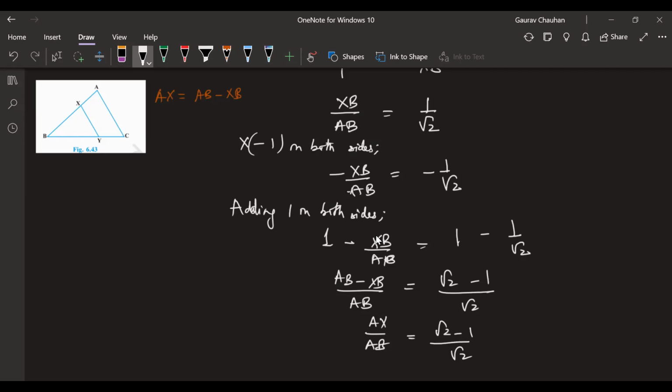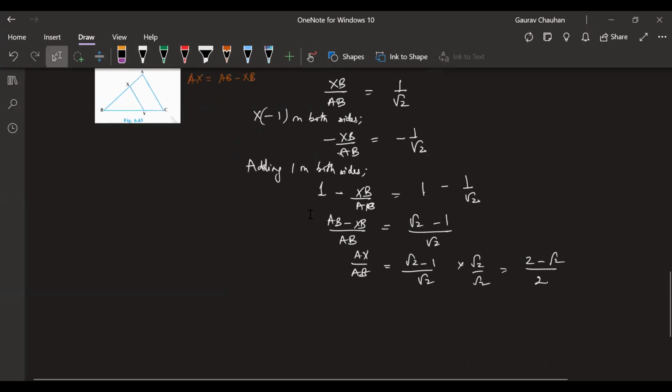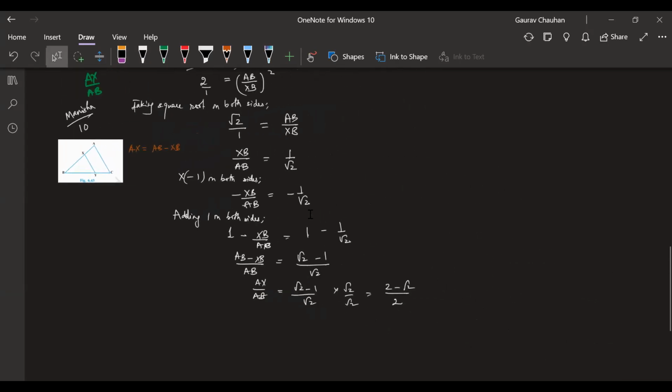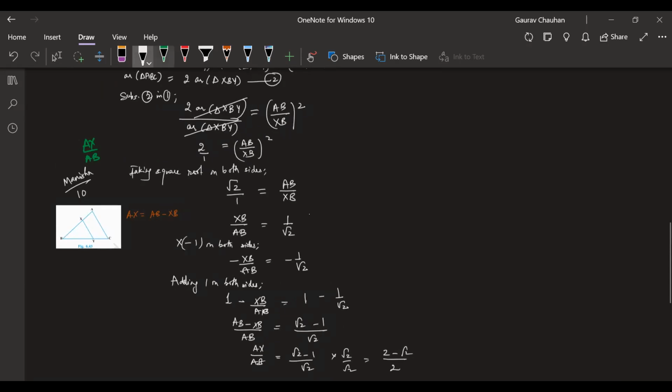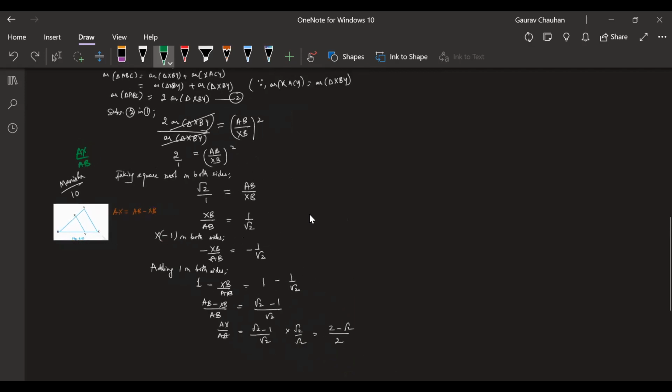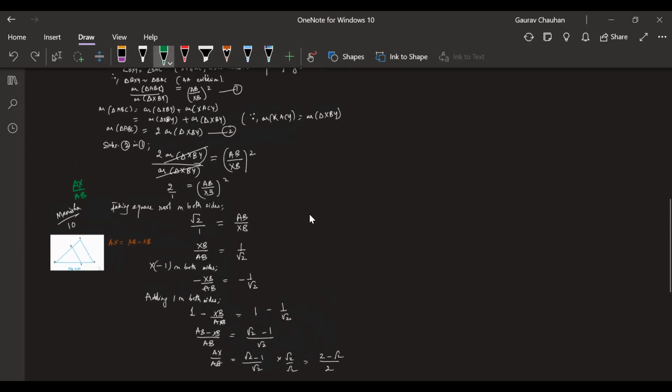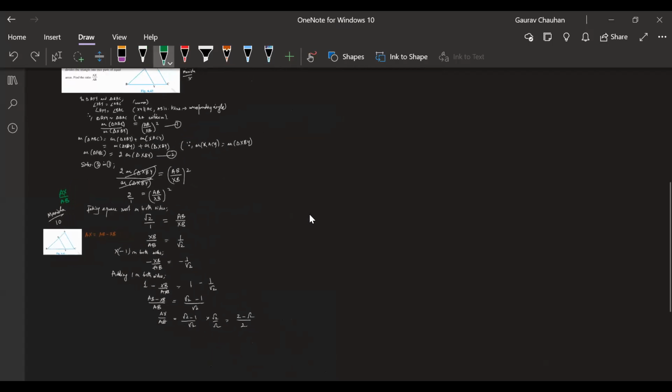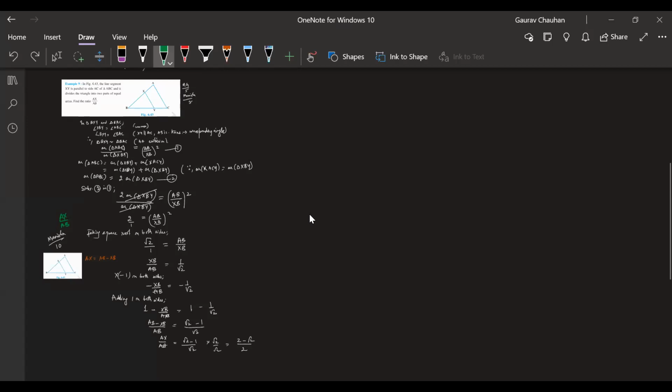You obviously have to rationalize this. So multiplying by root 2 by root 2, that will give you 2 minus root 2 by 2. This is my final answer. Now the tricky part in this question is only from here onwards. And since this is an example question, you are expected to be able to do this question properly.